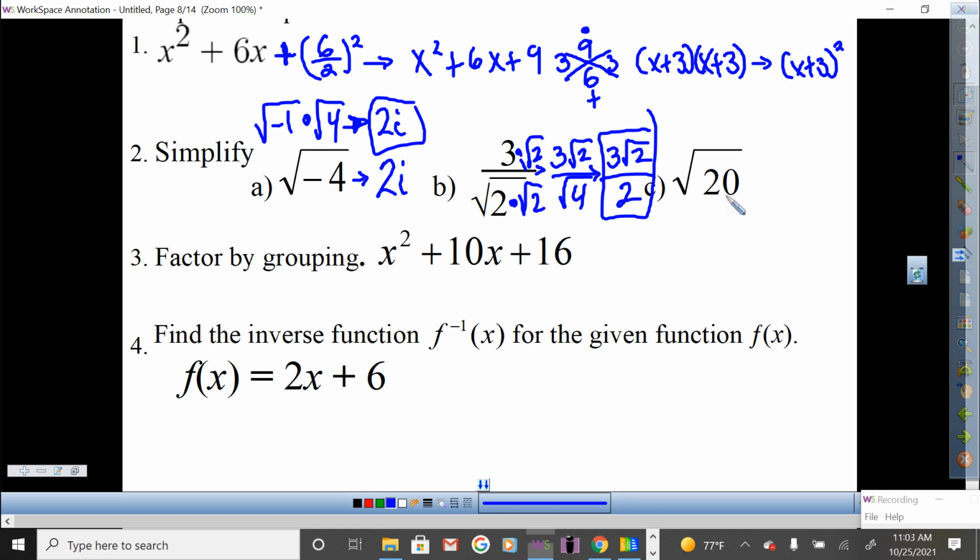What number lower than 20 can you take the square root of? Yeah, 16. Can we take the square root of 16? Yeah. How about a number above 20? What number above 20 can we take the square root of? 25. Okay, so square root of 16 is 4. Square root of 25 is 5. That means square root of 20 has to be in between 4 and 5, which is what? 4 point something. Is that correct? Yeah, that makes sense.